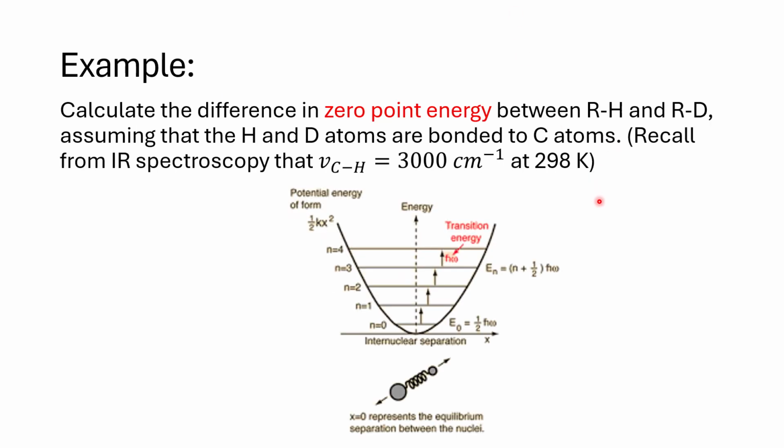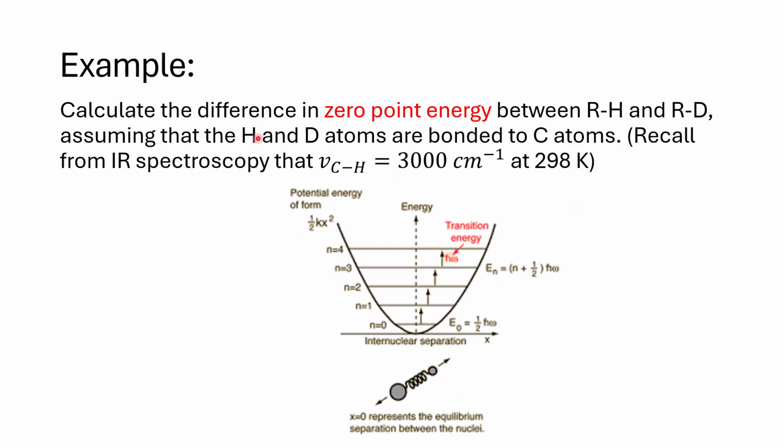Now we can look into an example of the calculations for the zero-point energy between two different types of molecule, where one is RH and the other one is RD. Please be reminded that R refers to the hydrocarbon chain, and we assume that the hydrogen and deuterium atoms are bonded to the carbon. It is also stated that IR spectroscopy gives the vibrational wave number for CH equal to 3000 wave number at 298 Kelvin.